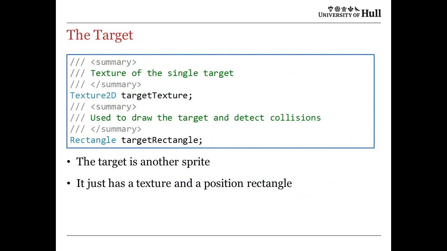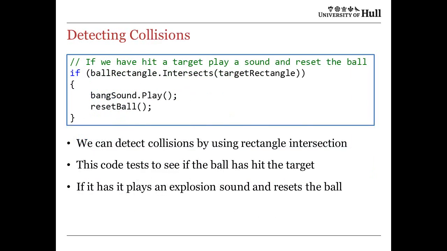So the target's really easy. The target's just a texture and a position. And I'm placing the target on the screen about there. And it gets drawn with everything else. When I want to detect if the ball hits the target, I just use the intersects method. The ball rectangle provides a method called intersects, which looks at the target rectangle, and if that returns true, it means that we've got a collision. We play a sound effect called bang sound, and put the ball back on the screen somewhere.